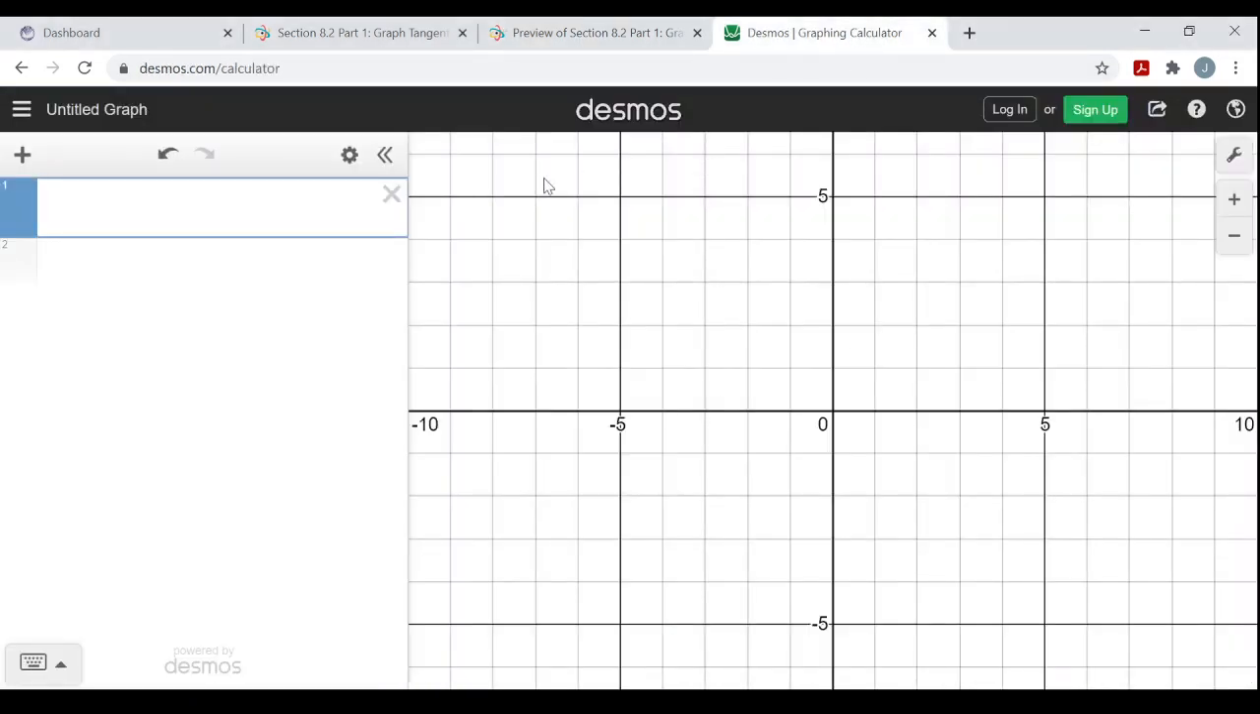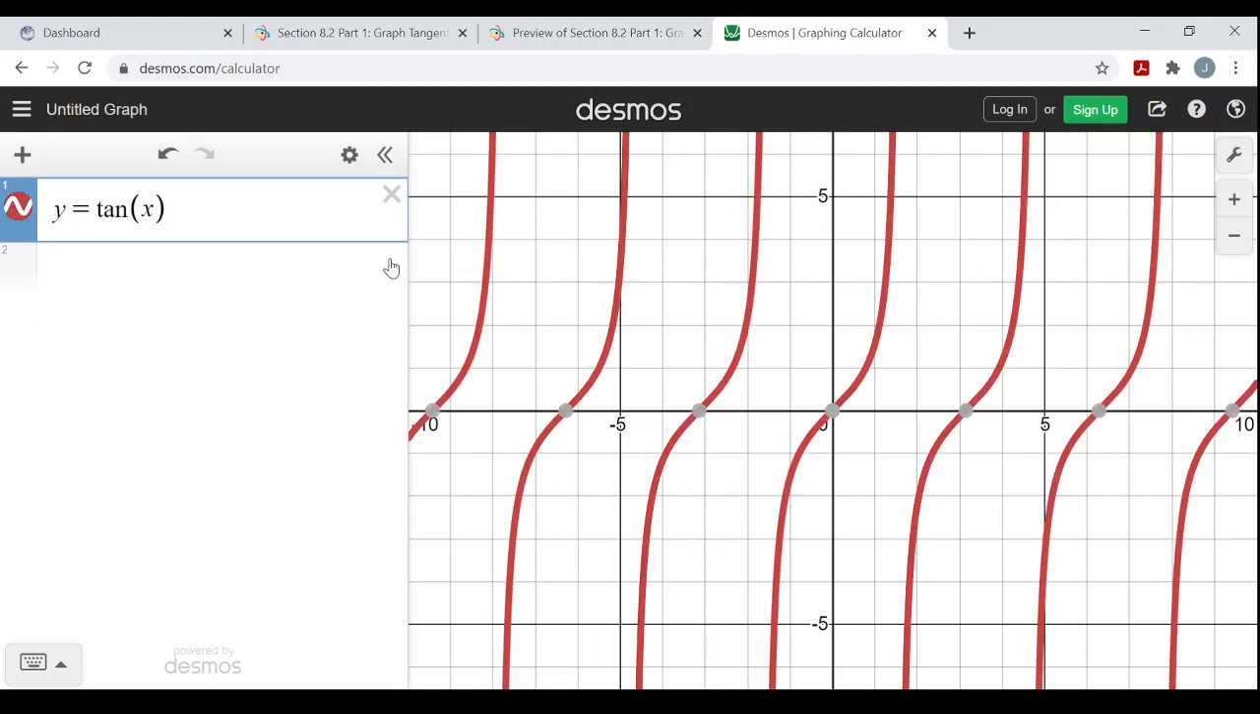All right, and I'll show you also a better picture here on the Desmos website. I've got desmos.com here. Y equals the tangent of x. You see this repeating over and over and over again, that same kind of curve that I drew.